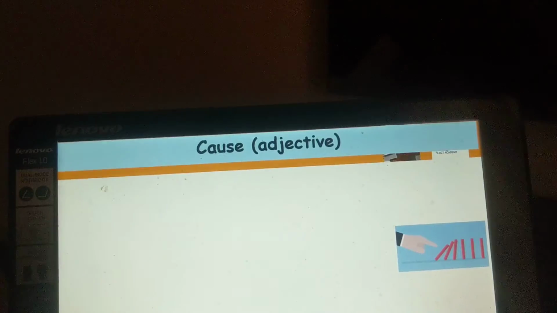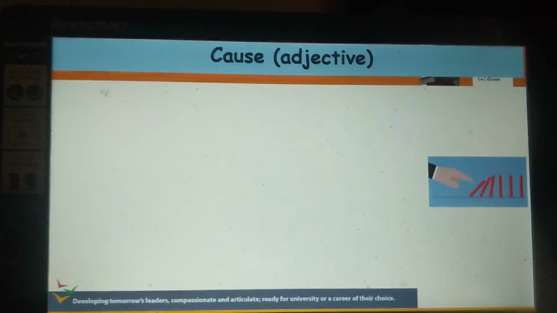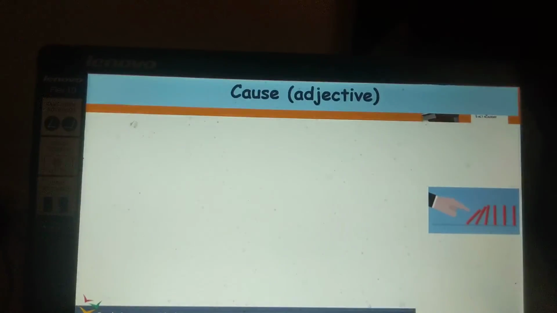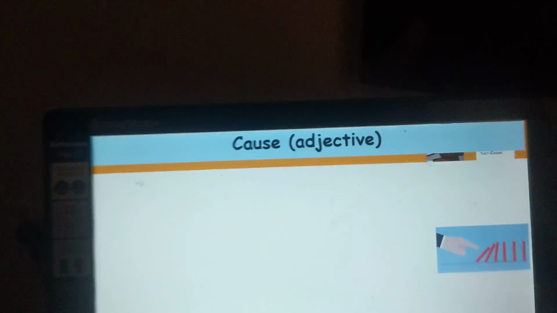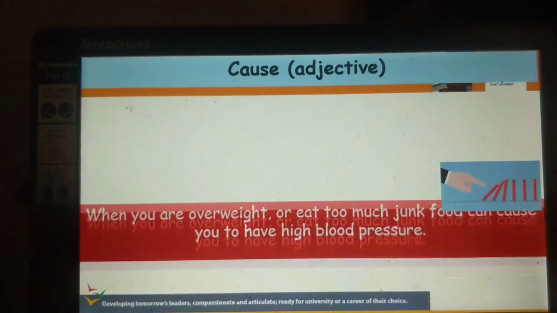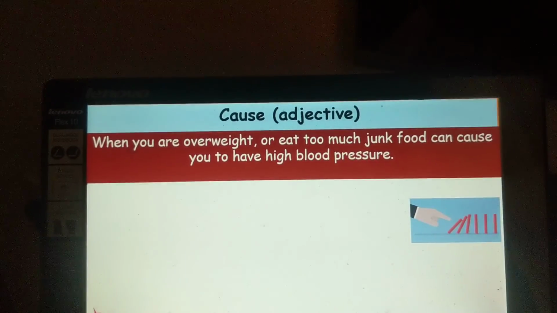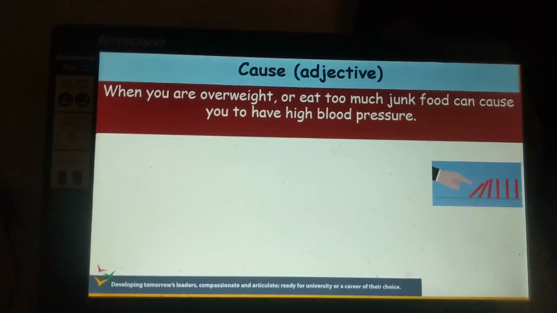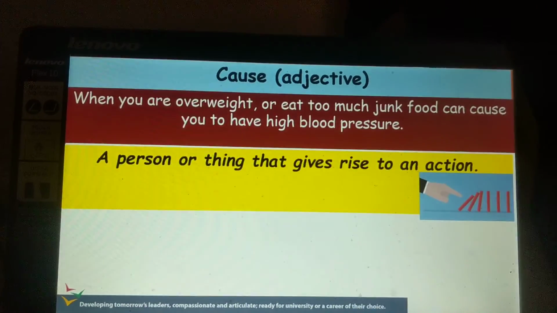So the key word for today's lesson, the main key word is cause. It is an adjective. It's really, really important, Year Nines, that you know what this word means. And what does it mean? We're gonna find out very shortly. So when you are overweight or eat too much junk food, this can cause you to have really high blood pressure. So what does the word cause mean?